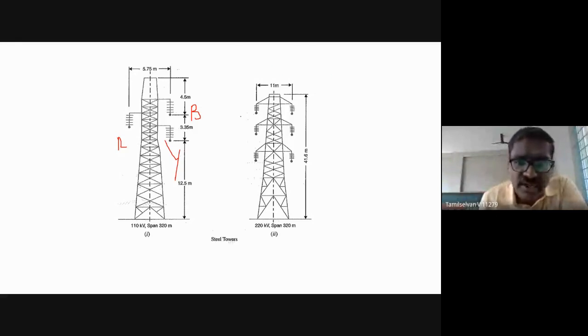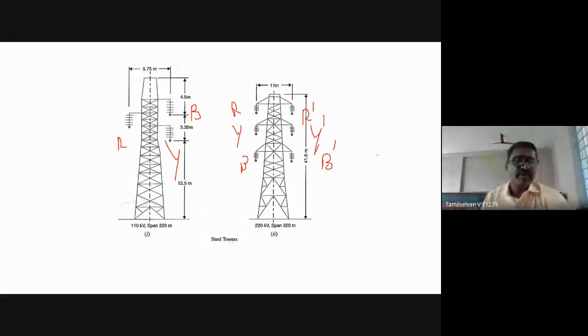See here, we have R, Y, and this is going to be B. And similarly here we have R dash, Y dash, and B dash. This is normally used for a double circuit configuration tower. This is the structure of double circuit transmission towers. First I will show the picture of the single circuit, and second the 220 kilovolt, which will span up to 320 meters, which I have shown here. So this is the direction for your double circuit.